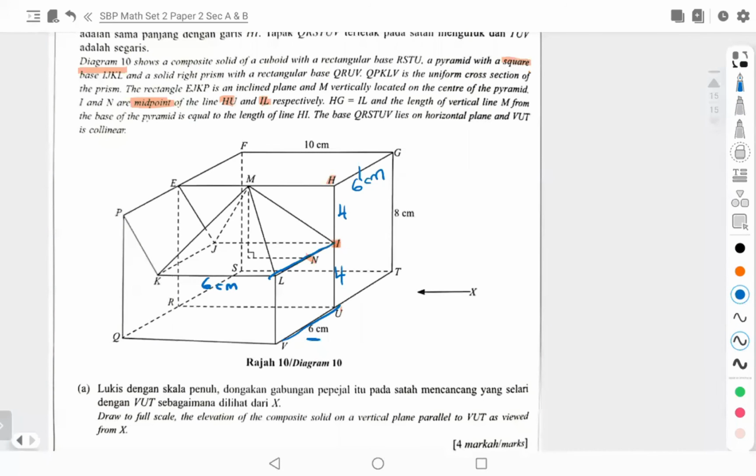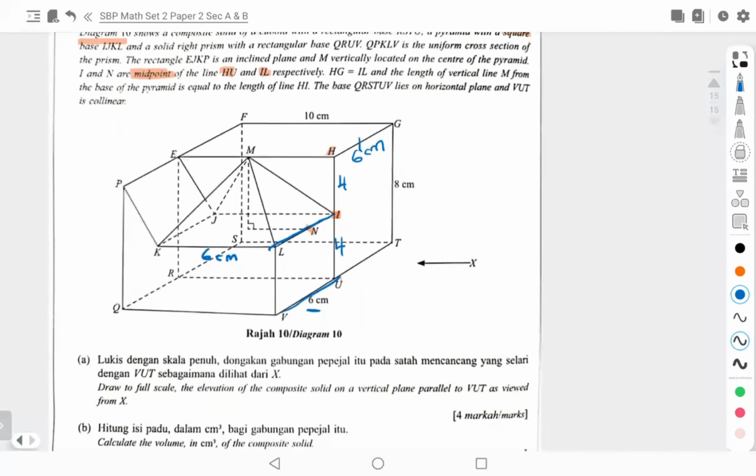Okay, no more rewrite. All labelled here. Now you have to draw. Draw to full scale the elevation of the composite solid on the vertical plane parallel to VUT. So VUT, meaning you have to look from the side view. Then you have to draw out the plane.